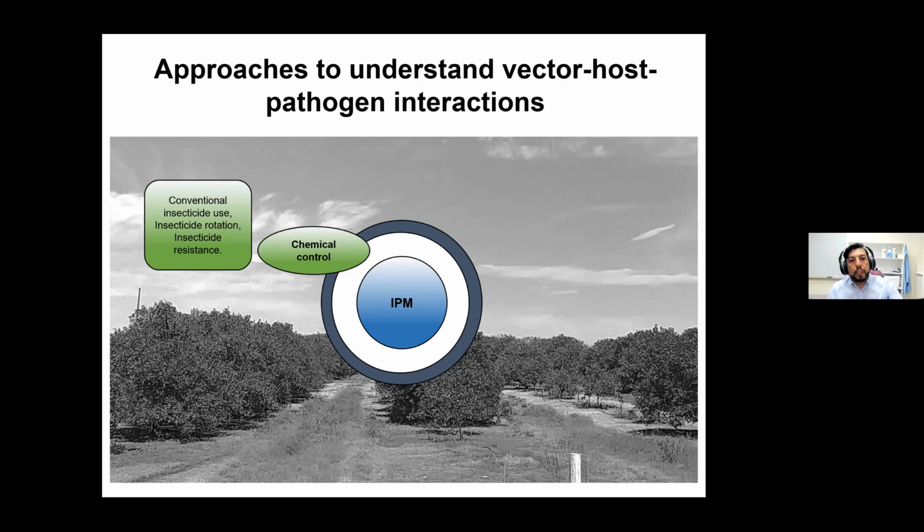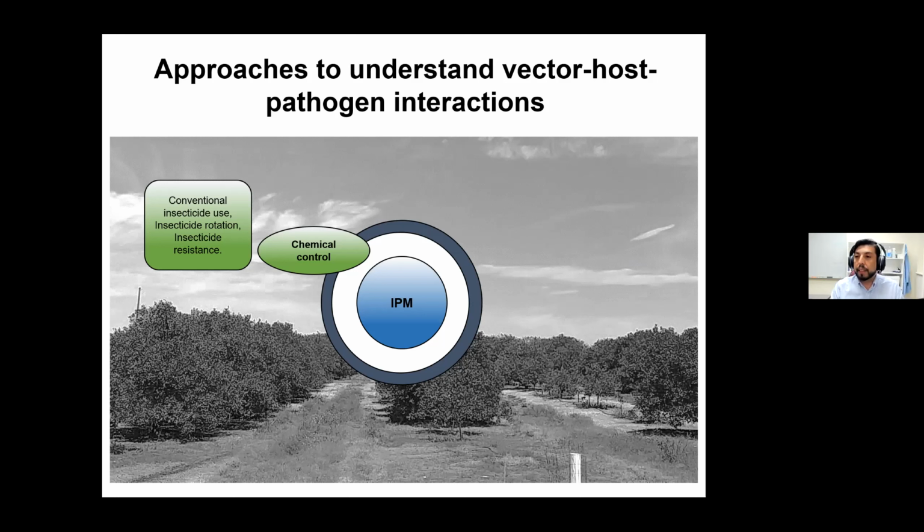And in this case, we have been using conventional insecticides, but that has generated a problem in Florida in which the insects are now resistant to several insecticides. And to reduce that resistance, we need to do insecticide rotation.